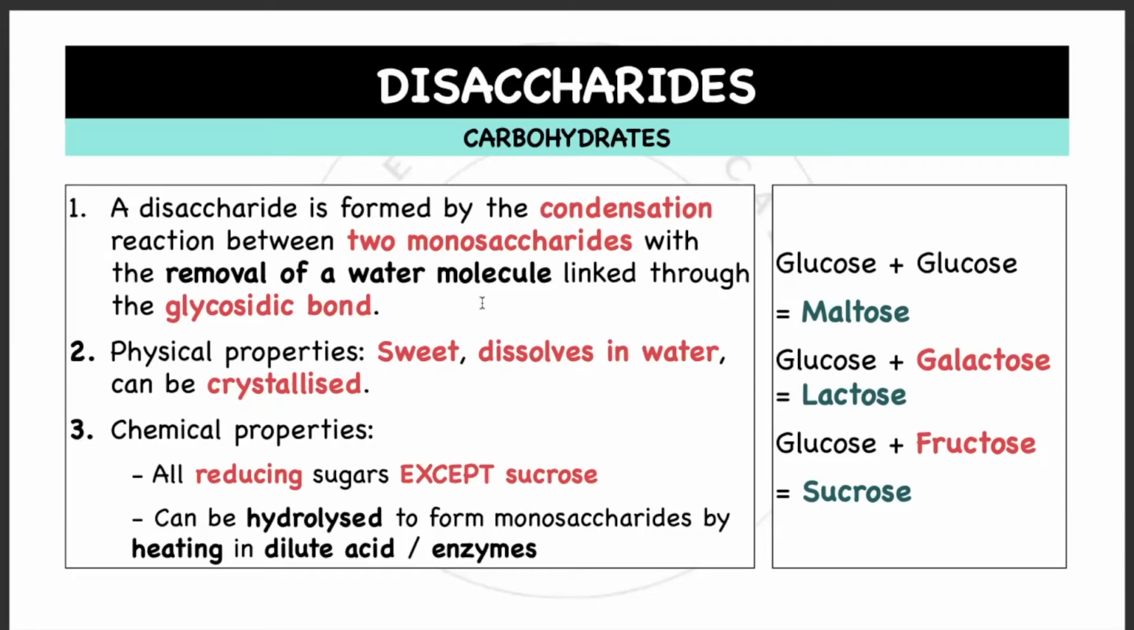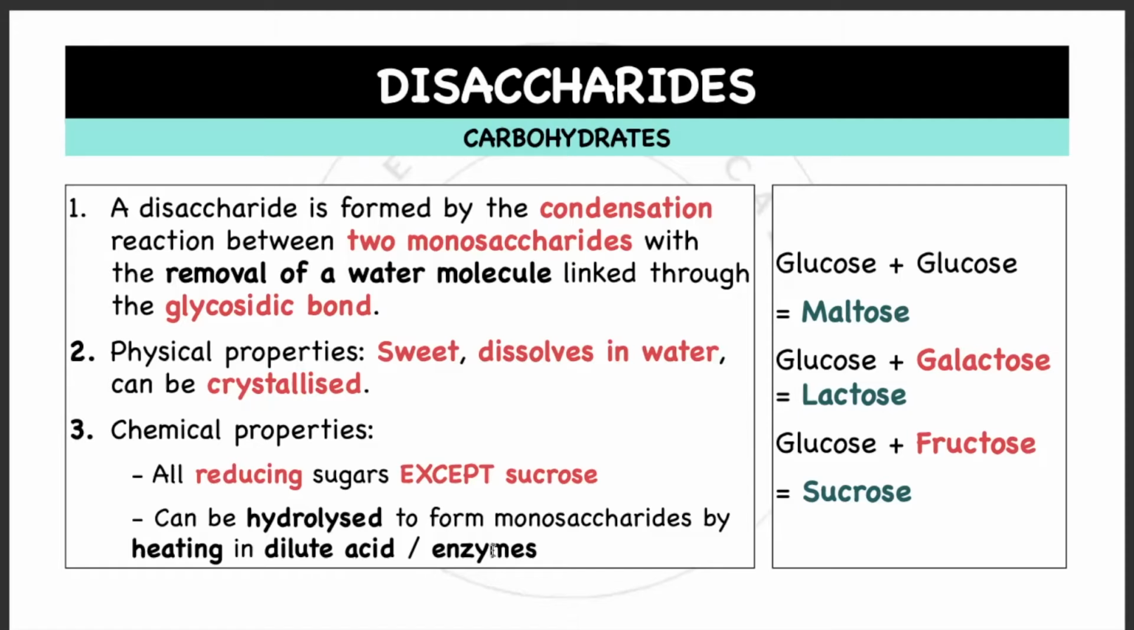Okay, so some physical properties: they are sweet, just like monosaccharide, they dissolve in water, and they can be crystallized. Now for chemical properties, all are reducing sugar. So by reducing sugar, meaning that it can actually react with Benedict's solution to form brick red precipitate. Now all of it except sucrose. And it can be hydrolyzed to form monosaccharides by heating in dilute acid or enzymes.